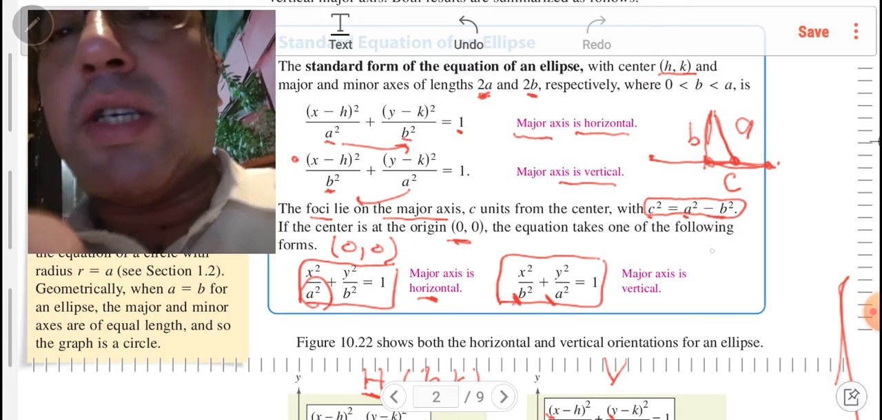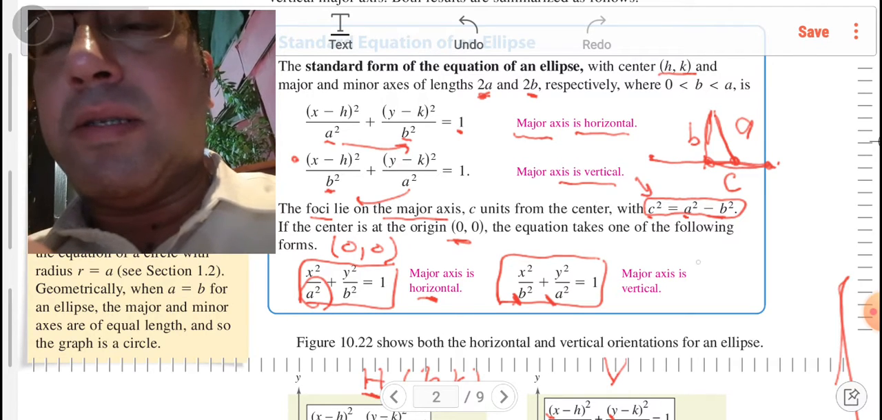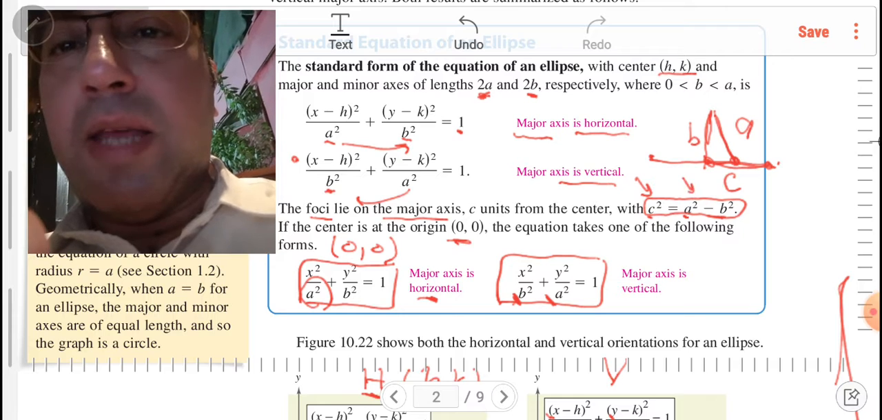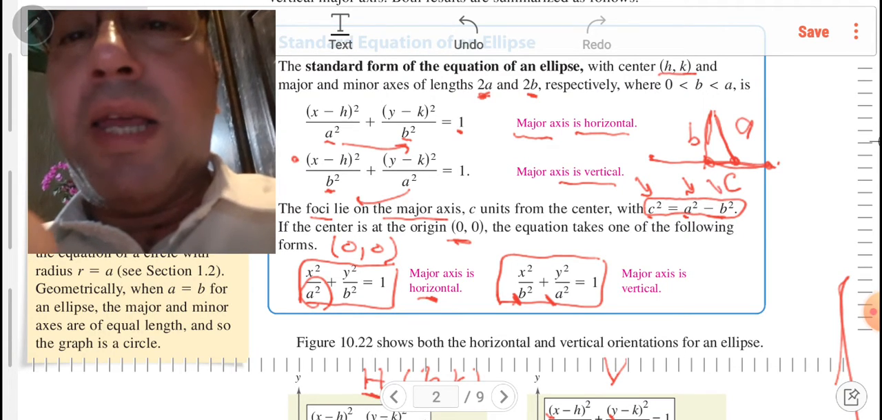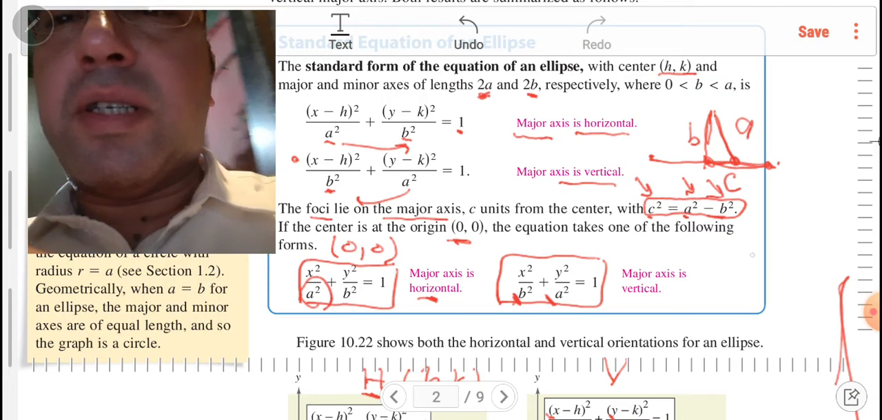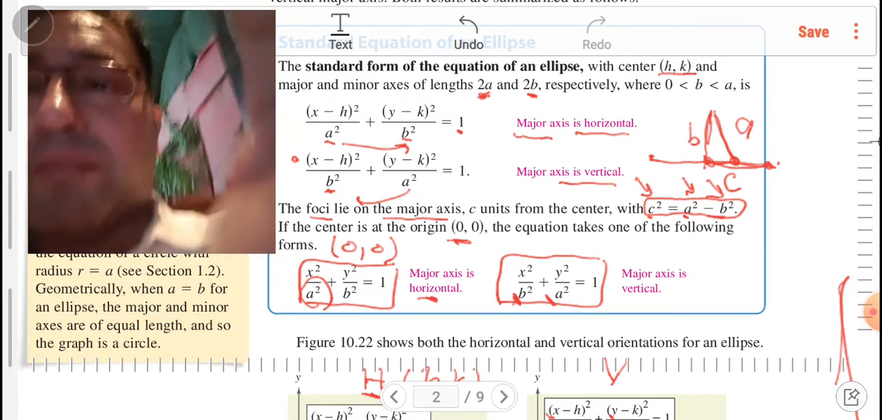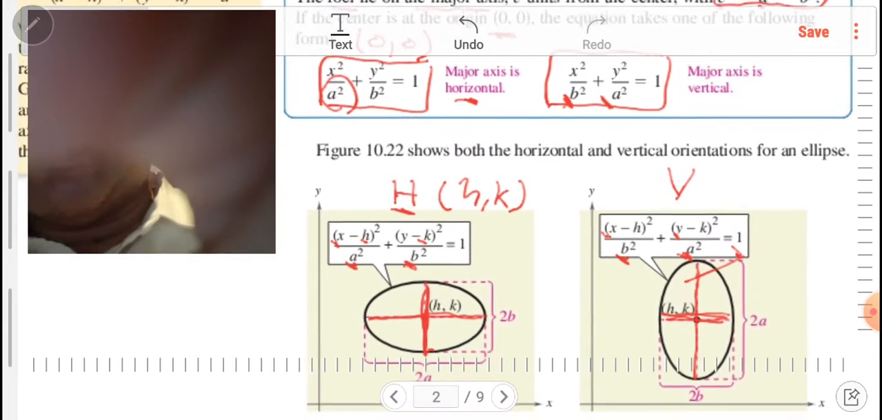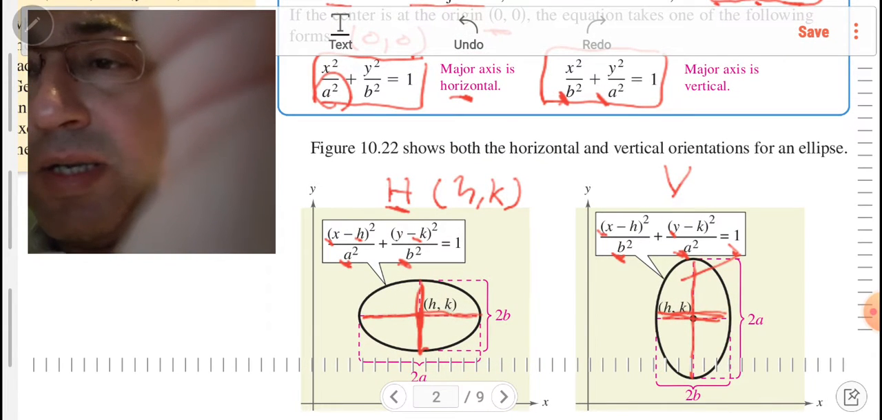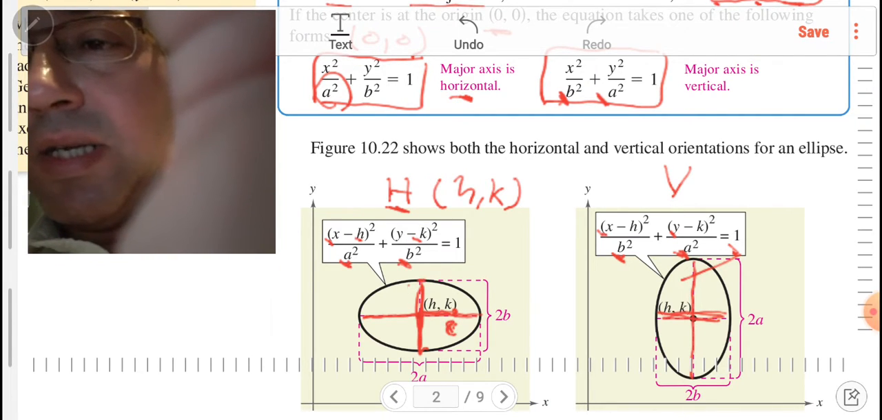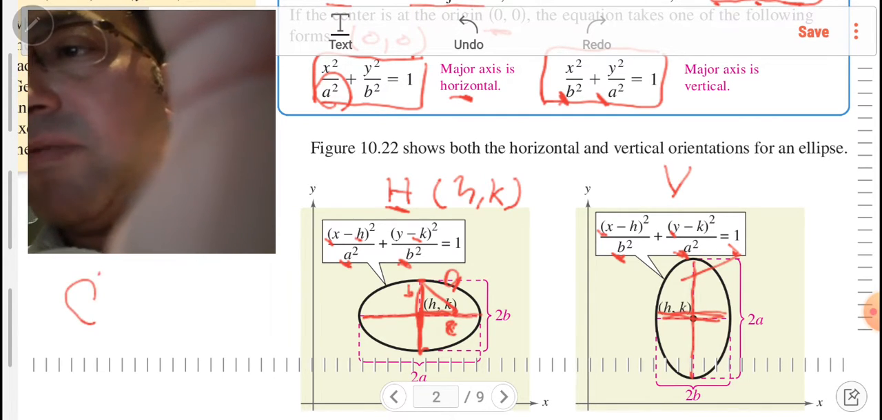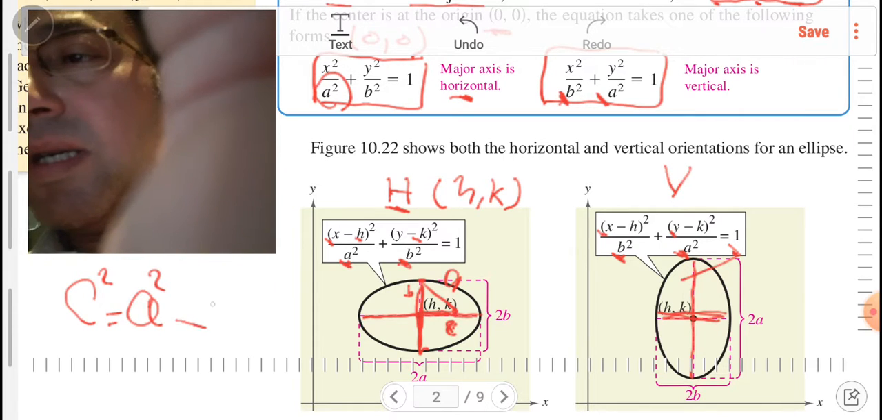So we have a relationship between the focus distance and the length of a, which is from the center to the vertex, and the length of b, which is the distance from the co-vertex to the center. Again, we have to know that here is c, the distance, here is b, and here is a. So again, please, if you want c squared, it's a squared minus b squared.